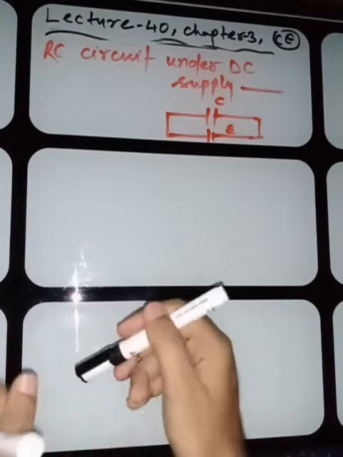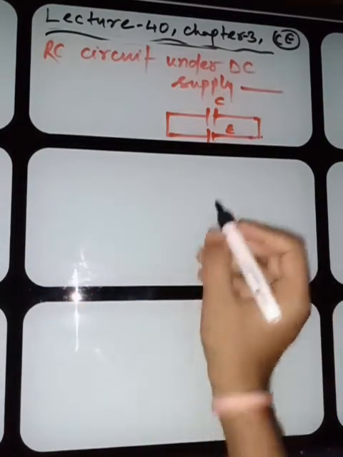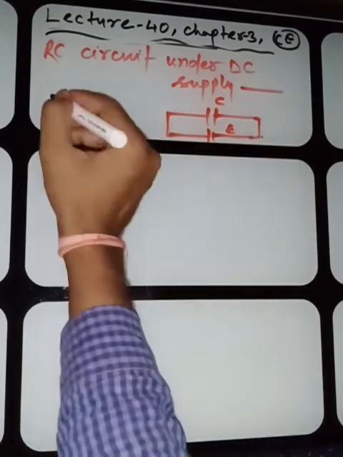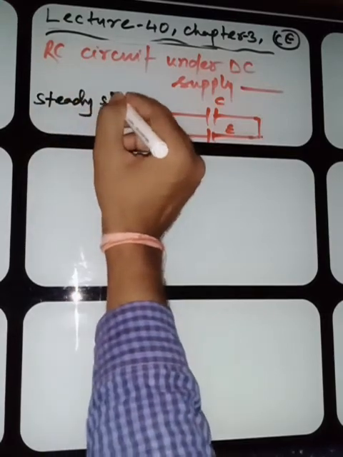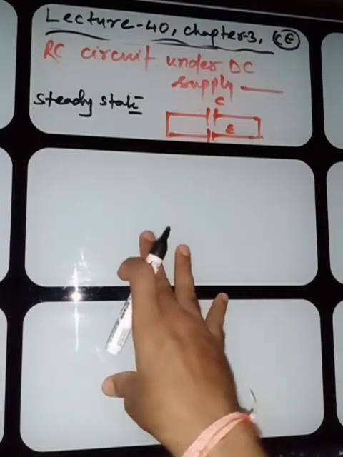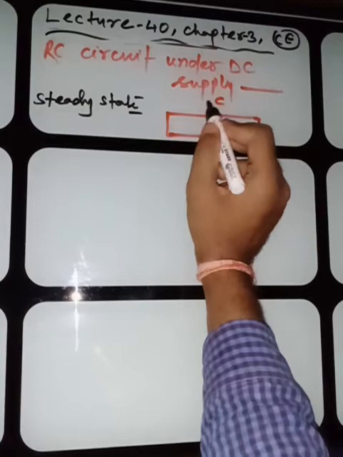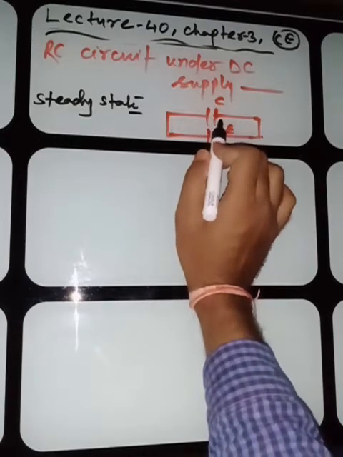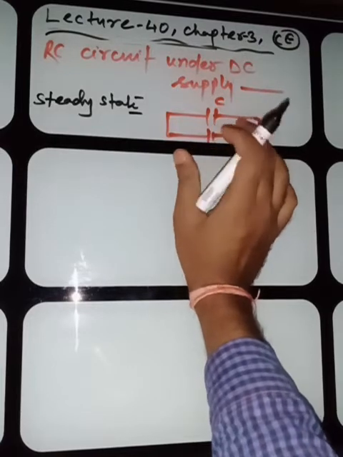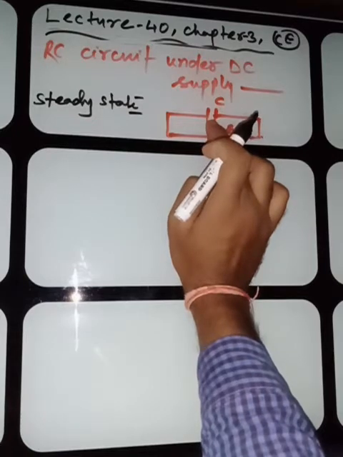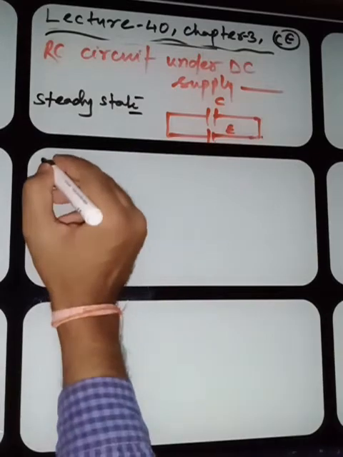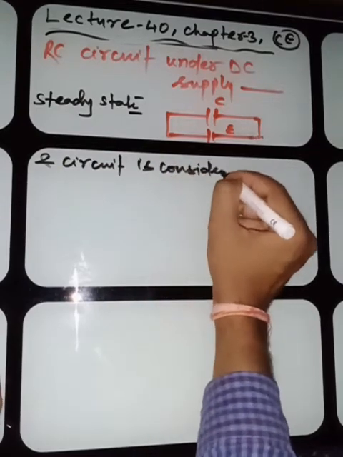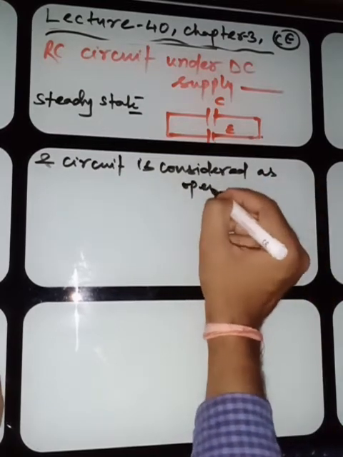Remember student, whenever we supply a DC battery or cell and connect it with a capacitor, this type of circuit attains a steady state. This is very important. A steady state, what does it mean? It means the charge is established over the capacitor, equally on both plates of the capacitor, and the potential is established here, current becomes steady. That is, the particular network is considered as an open circuit.